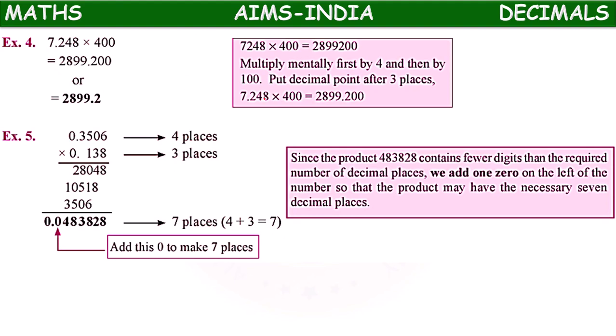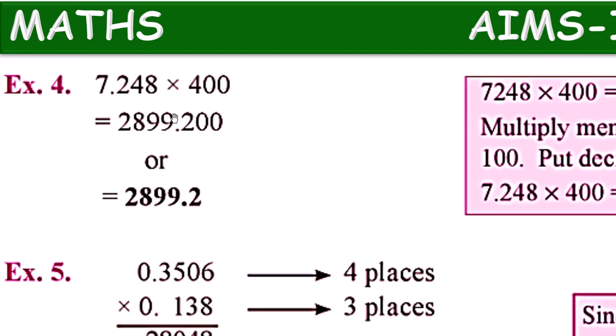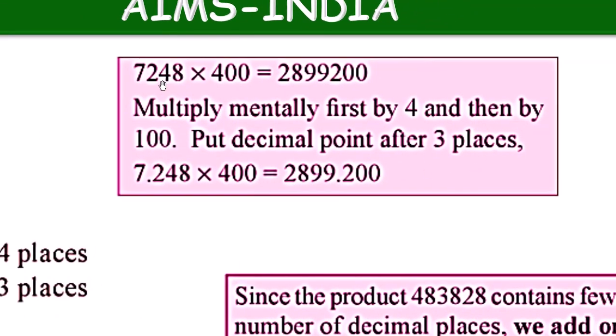Next. Next, 7.248 into 400. So, 7248 into 400. How to multiply with 400? First, we will multiply with 4. 28992 is coming. Next, how many zeros are there in the multiplier? That many zeros we will keep at the end of the product.